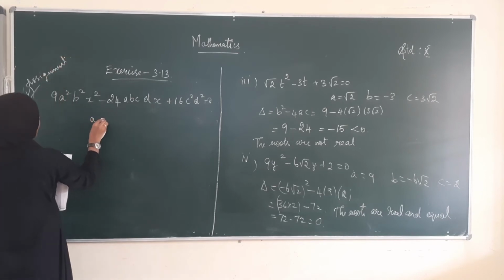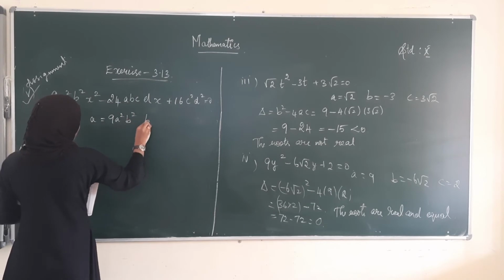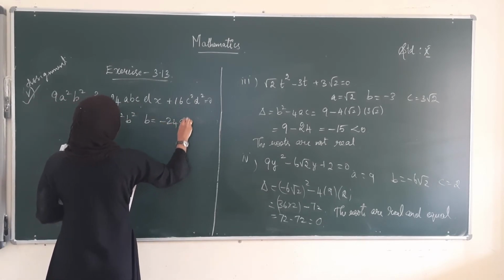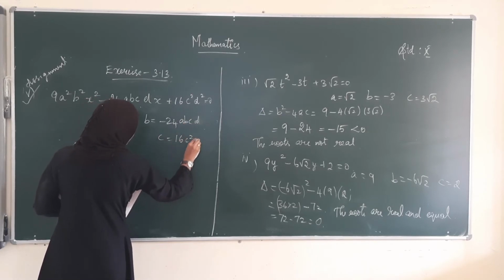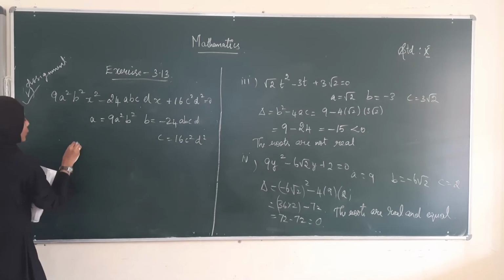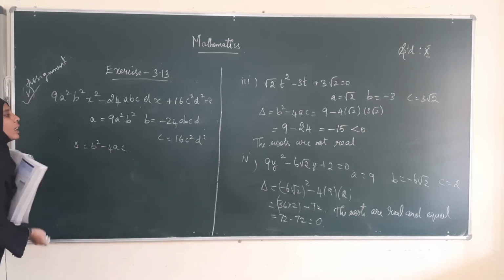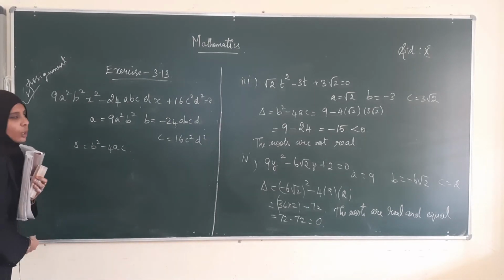What's the value of a? A's value is 9 into a square, b square, and b's value is minus 24 into a, b, c, d, and c's value is 16 into c square, d square. You have to substitute this in b square minus 4ac, then find the nature of the roots. This is the assignment for you. Complete it.